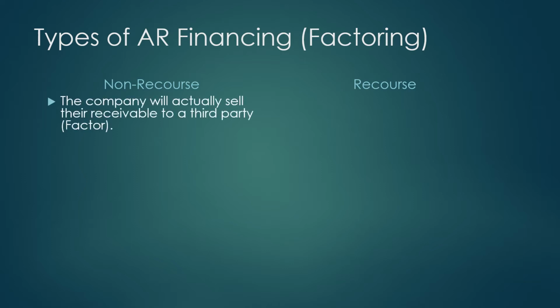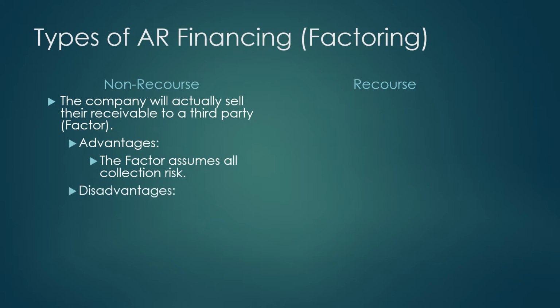Under a non-recourse relationship, you would actually sell your receivable to the factoring company. The advantages of this are that once you sell your receivable to the factoring company, the factor assumes all the collection risk. The disadvantages are that there's usually a very heavy verification process. The factor will definitely contact your customer and definitely want to talk to them to make sure that this receivable is valid and that the goods have been received and delivered.